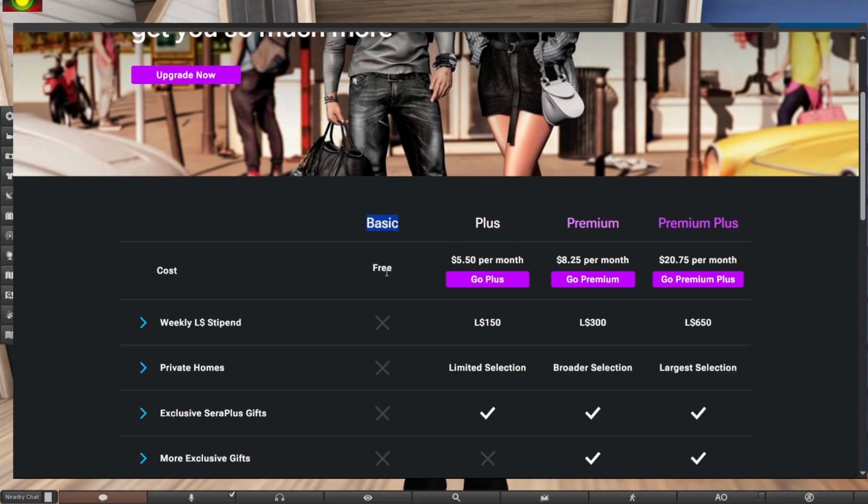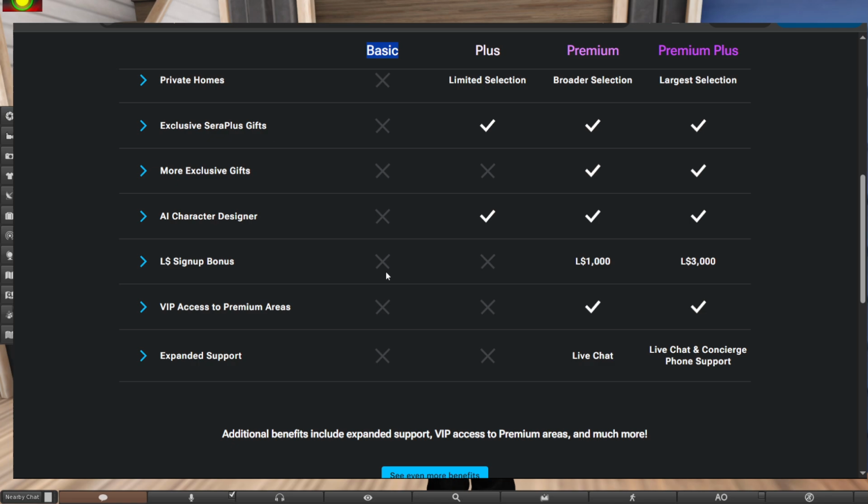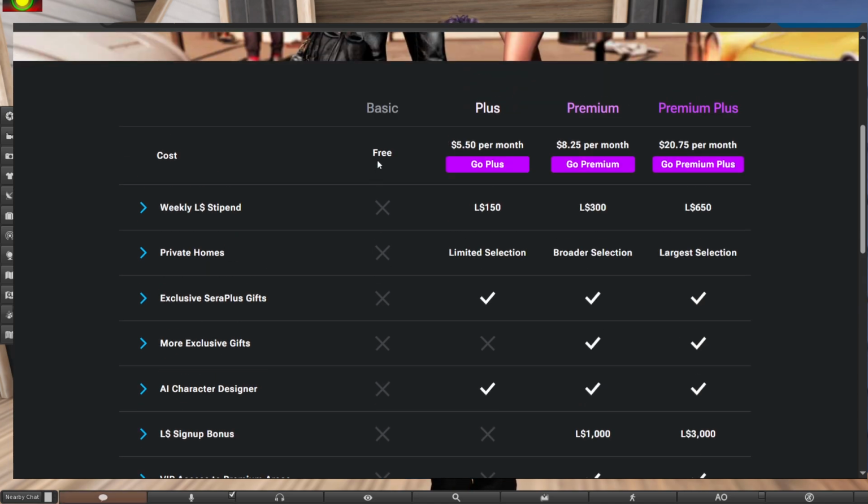This is what I was talking about. The free version. You can rent land. You don't have to get a membership to be able to have your own land in Second Life that you live on.